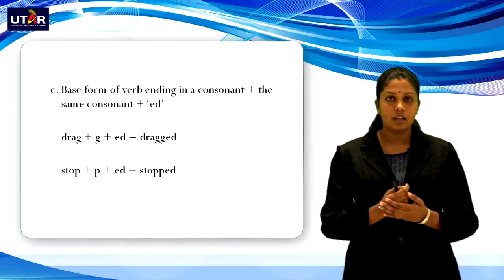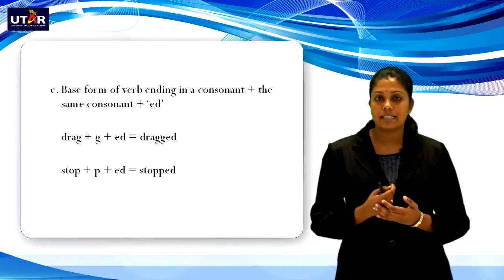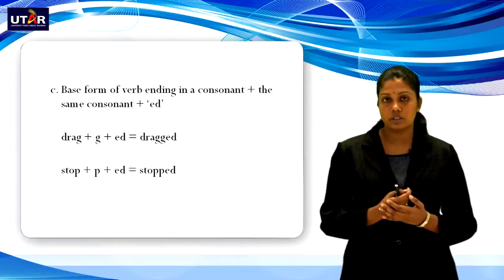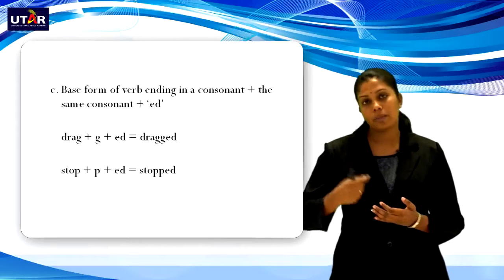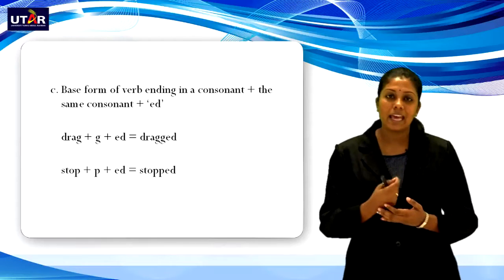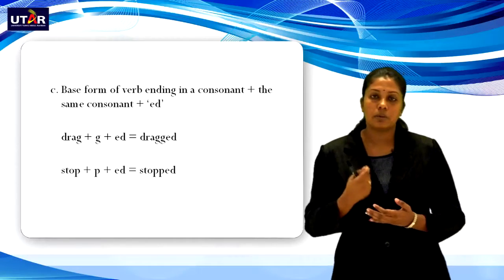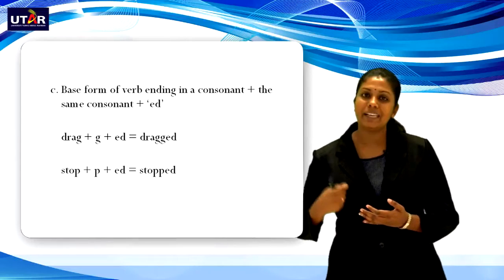D-R-A-G-G-E-D. Another example is stop. Stop ends with the letter P, which is a consonant. S-T-O-P. So in order to form the past form, double the letter P and add ed to it. So it becomes stopped. S-T-O-P-P-E-D.